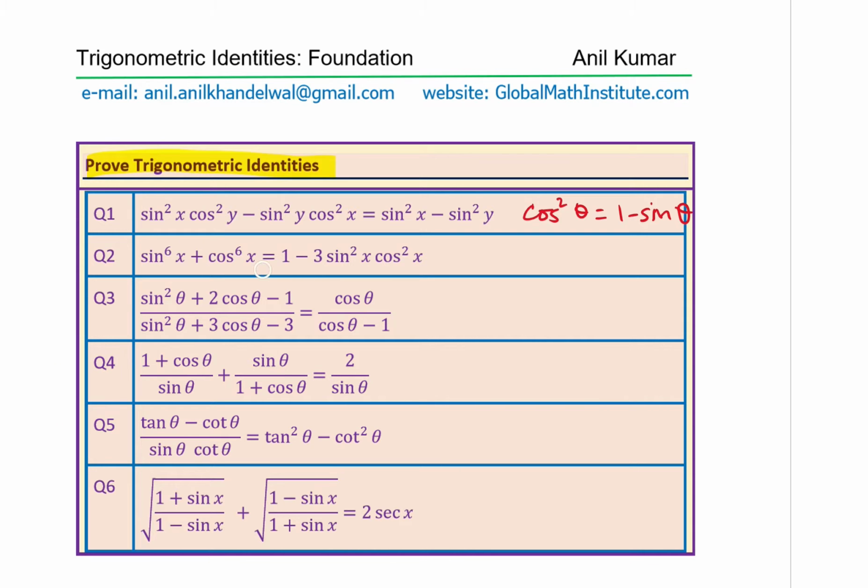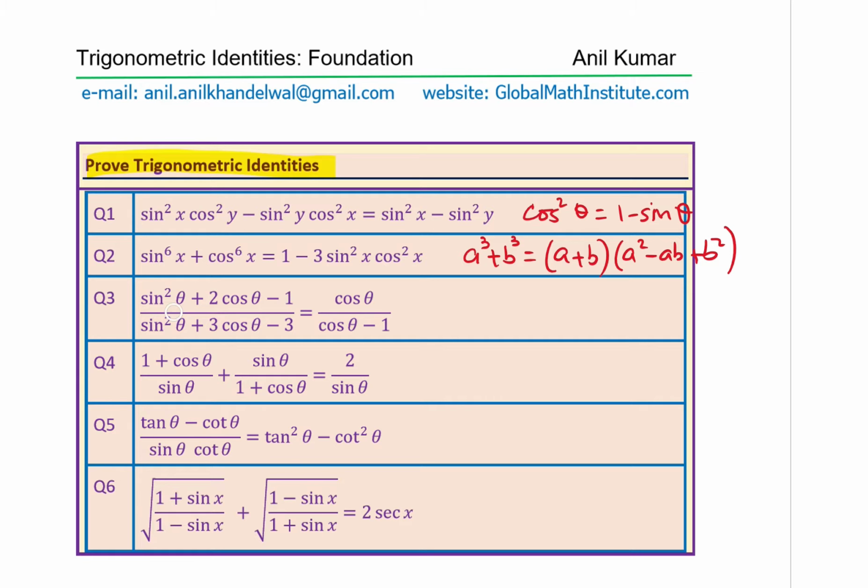The second one here may require a strategy of cubes, right? Do you know what a cube plus b cube is? Well, you could factor this as a plus b times a square minus ab plus b square. Once you factor like this, you will get your result.